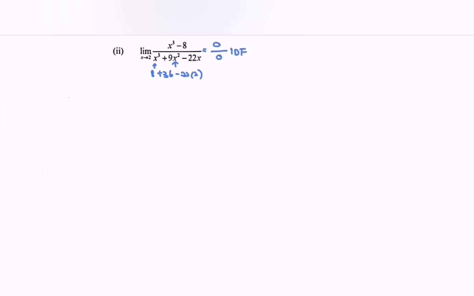For this case, the strategies are multiply by the conjugate, factorization, and long division. My suggestion is to make use of long division in order to factorize. So now we are going to use long division. Here we have x to the power of 3 plus 0x squared plus 0x, and then we have negative 8.